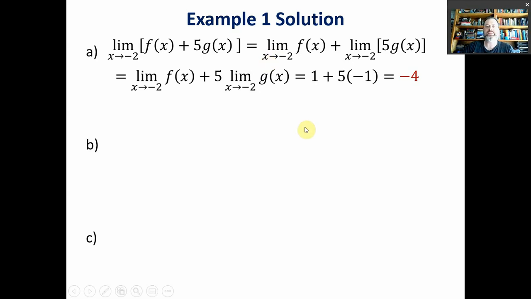All right, let's look at the second one. But before we get there, the limit as x approaches -2 of f of x is 1. The limit as x approaches -2 of g of x is -1, and then you just put the whole thing in and you get -4.